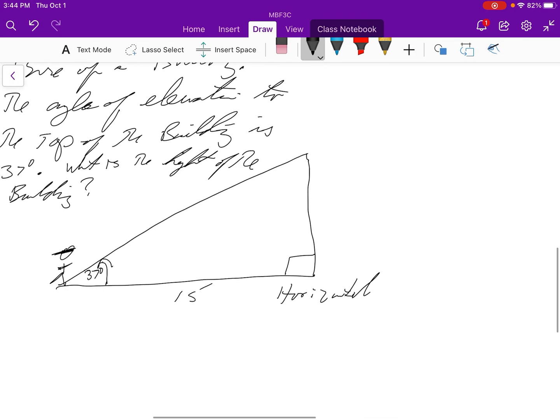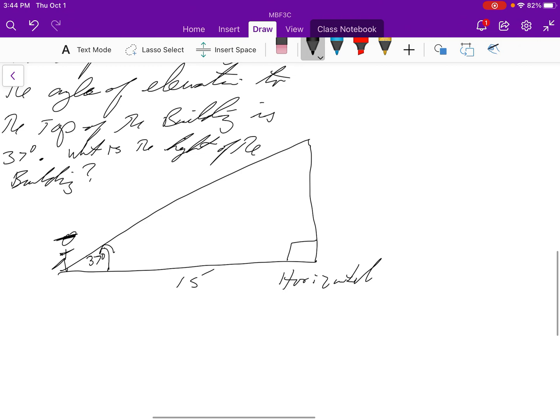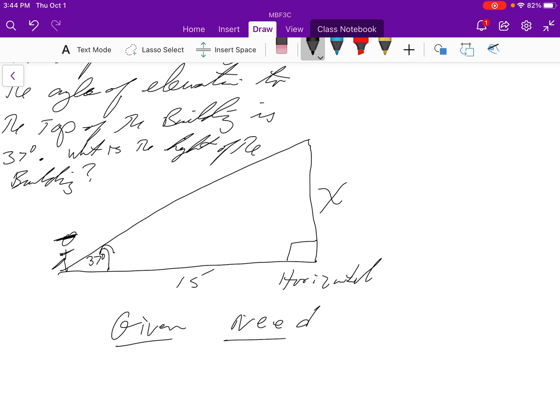And from there, we then have to say, well, we look for the height of the building. We'll call that x over here. Again, what are we given? What do we need? And finally, what do we use? All right. So what are we given in this case? Well, we're given the angle and we're given this side length. This side length, remember, is adjacent.